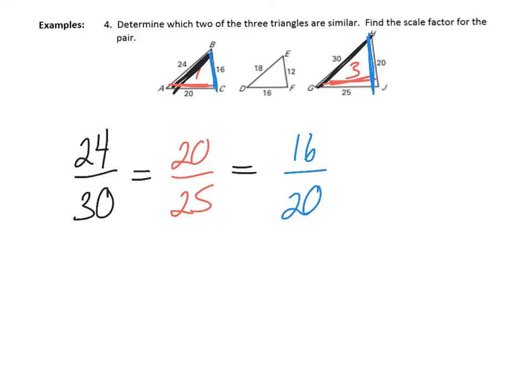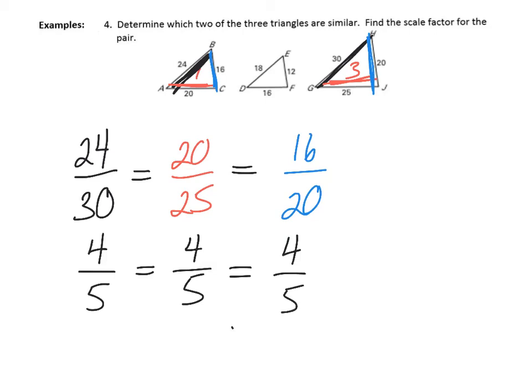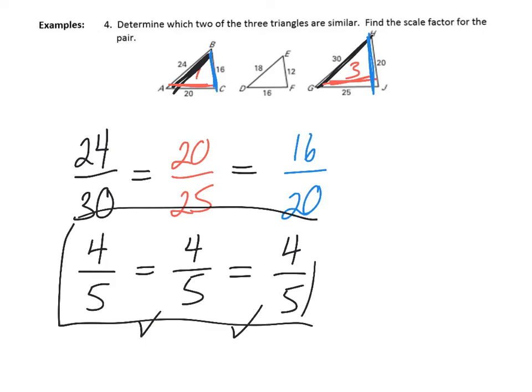Now when I reduce these, dividing by 6, I'm going to end up with 4 over 5. Dividing by 5, I'm going to end up with 4 over 5. Lastly, dividing by 4, I'm going to end up with 4 over 5. So it works out. All three of my sides are proportionate, so I know that they are similar because of side-side-side.